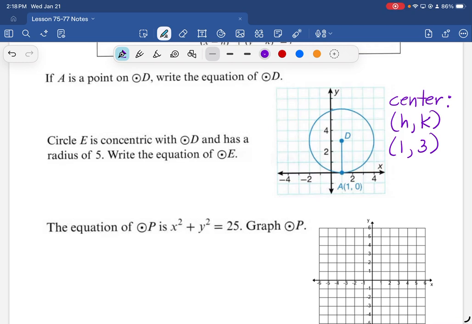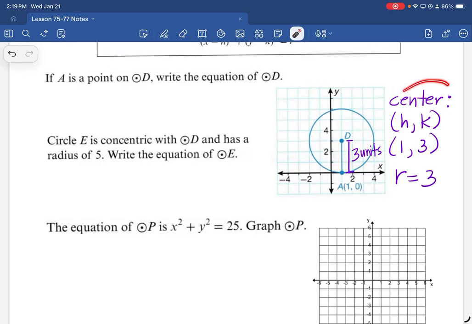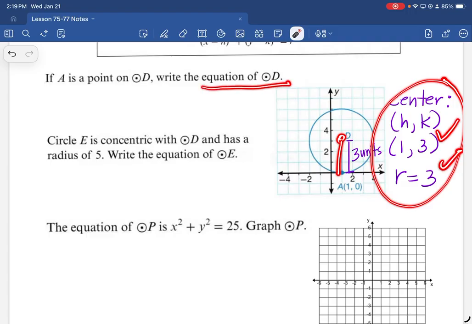Then, I want you to look right here and tell me how many units it is from the center of the circle to the outside of the circle so we can find our radius. 3. Very good. So this is 3 units, which is where we got r equals 3. Once you have this information, the center of the circle and the radius, then it's time to write the equation.